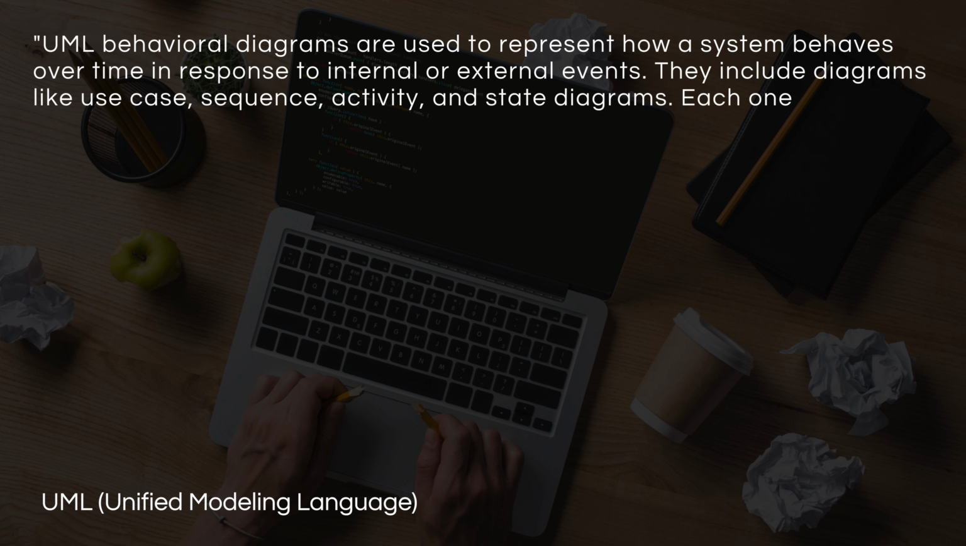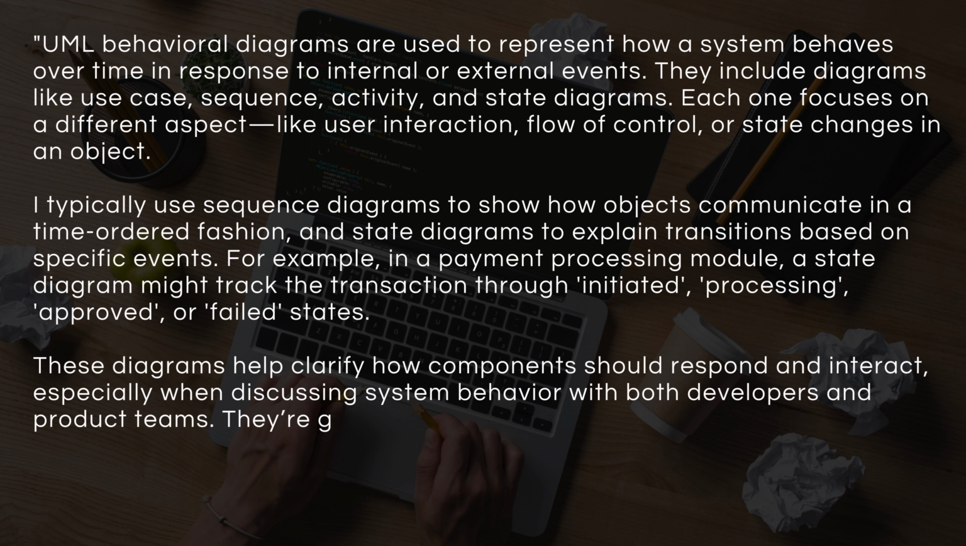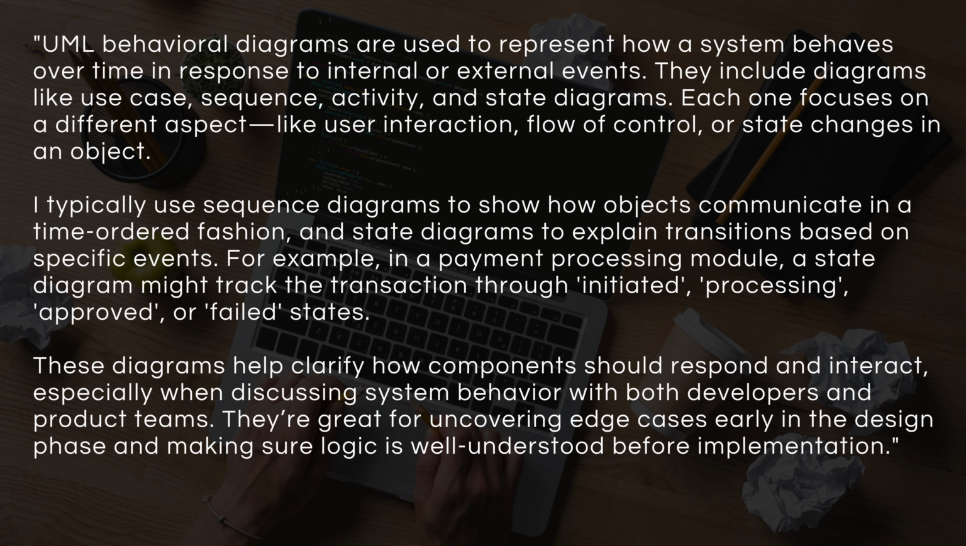UML behavioral diagrams are used to represent how a system behaves over time in response to internal or external events. They include diagrams like use case, sequence, activity, and state diagrams. Each one focuses on a different aspect, like user interaction, flow of control, or state changes in an object. I typically use sequence diagrams to show how objects communicate in a time-ordered fashion and state diagrams to explain transitions based on specific events. For example, in a payment processing module, a state diagram might track the transaction through initiated, processing, approved, or failed states.